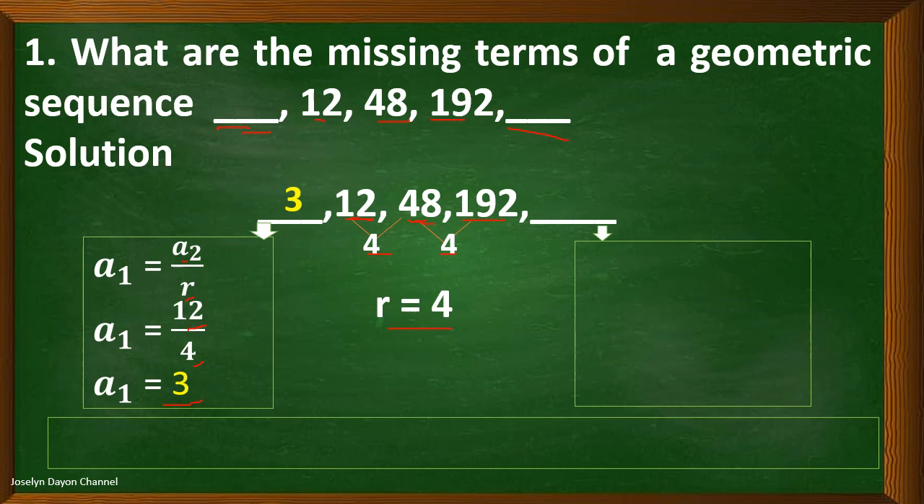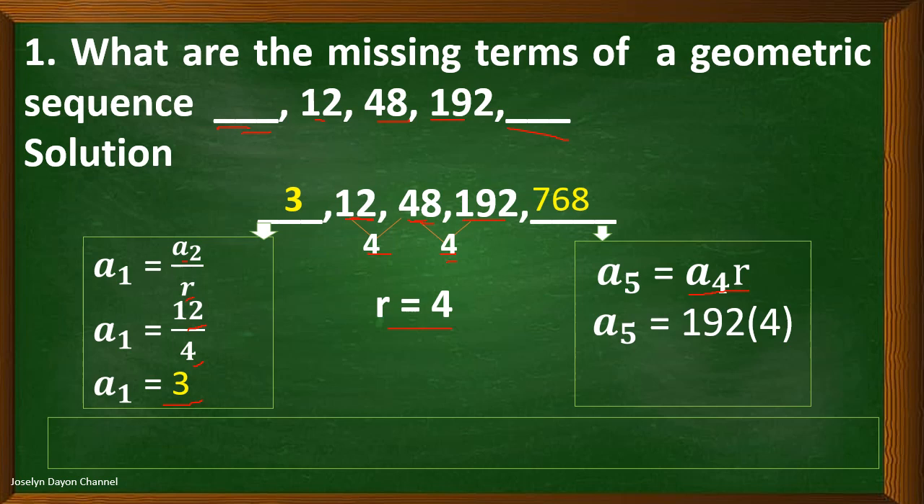To solve for the fifth term, we are going to multiply the fourth term by the common ratio. So 192 times 4 is equal to 768. For the detailed solution, we have fifth term is equal to fourth term times common ratio. By substitution, we have 192 times 4, so that is equal to 768.